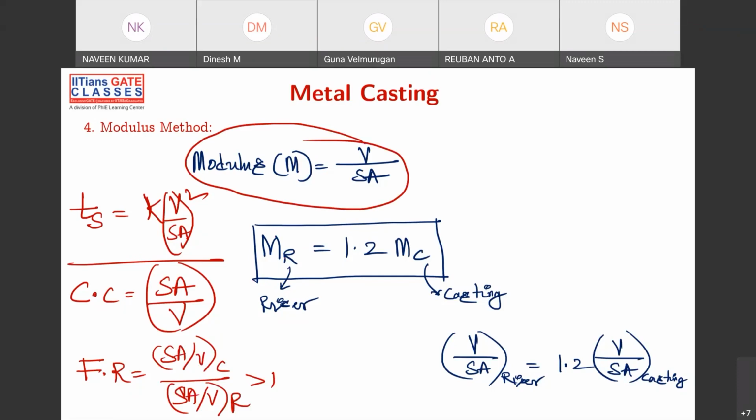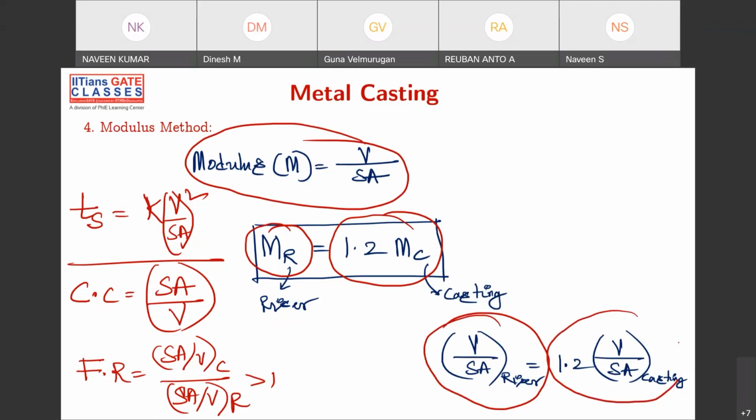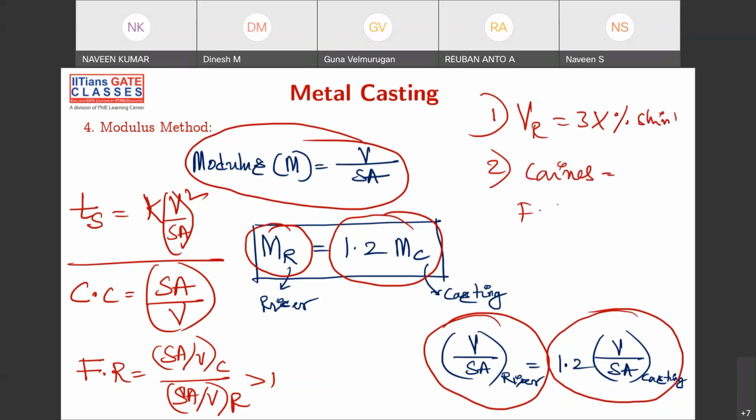Now in this method we design the riser such that modulus of riser should be equal to 1.2 times modulus of casting. It means V by SA of riser should be equal to 1.2 times V by SA of casting. This is another way. The first way was: volume of riser is equal to 3 times the percentage of shrinkage volume. That is the first method. Second method is Kane's method, freezing ratio X equal to A by Y minus B plus C. Third method is the Naval Research Laboratory method, where we used shape factor. Fourth method is this.